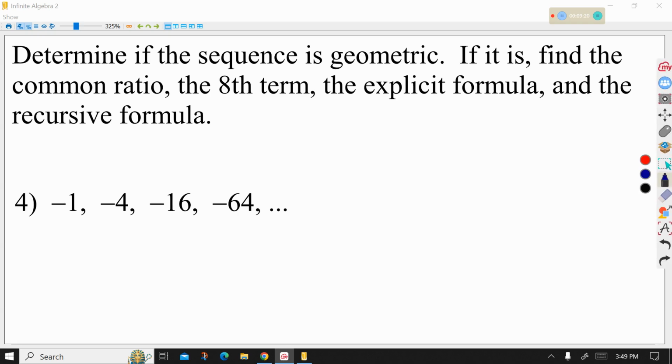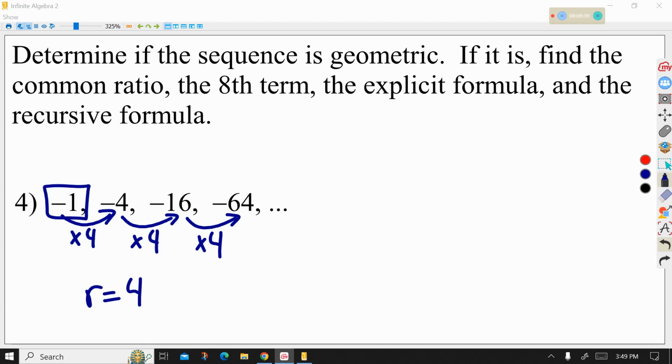Okay. Let's start going a little faster. So on this problem, we can see that our common ratio is 4. They're all getting multiplied by 4. That's getting multiplied by 4. Okay, so r equals 4. And then this first term is f of 0, okay?